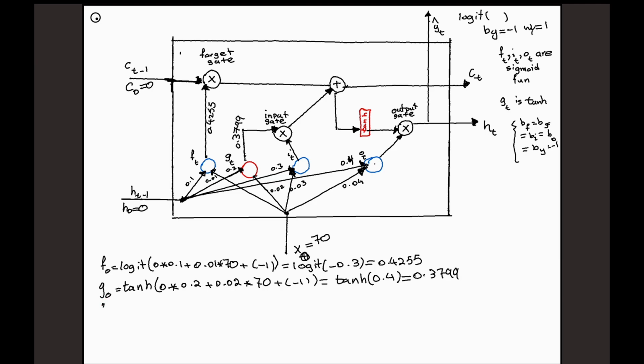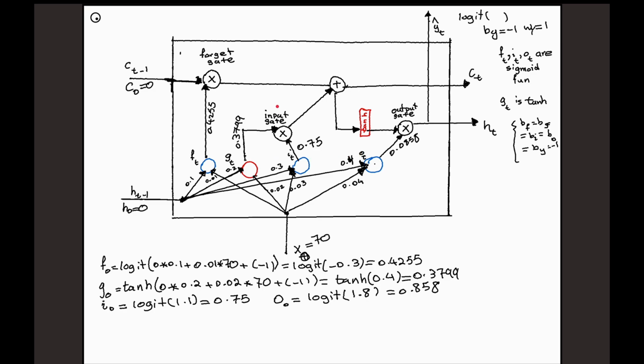Okay, so for I0, we're going to have logit of 1.1, which will be 0.75. Let me write it here, 0.75. And lastly, we're going to have logit of 1.8. I'm sure you can do it. It's just 0.04 times 70 minus 1, which is 1.8. So logit of that is 0.05858. Fantastic. So we were able to tackle these.